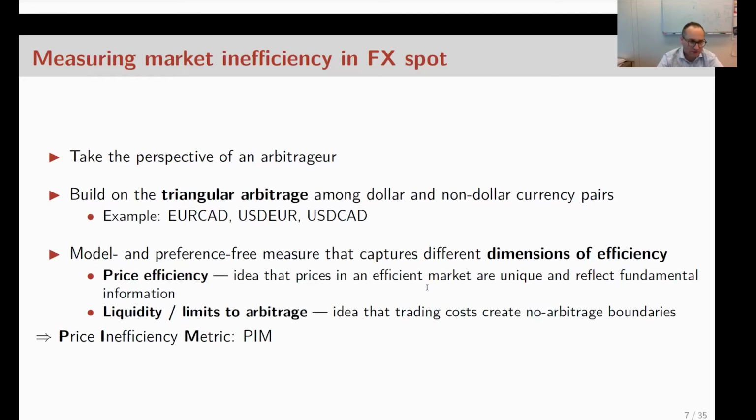This measure we call the price inefficiency metric, or PIM. So I will use PIM quite frequently from now on. It is exactly this measure that is called the price inefficiency metric.